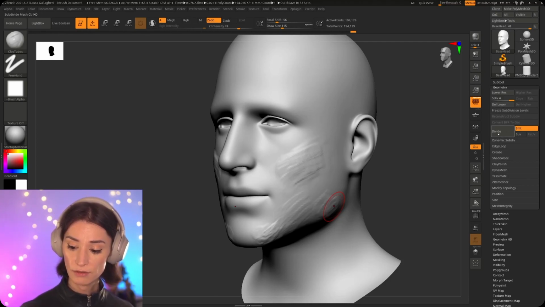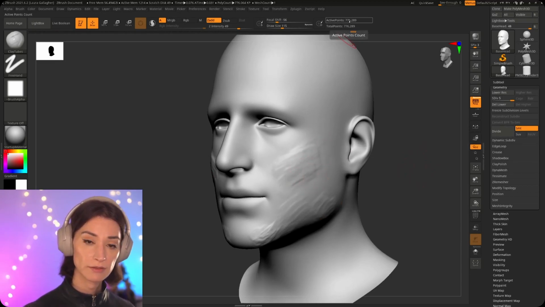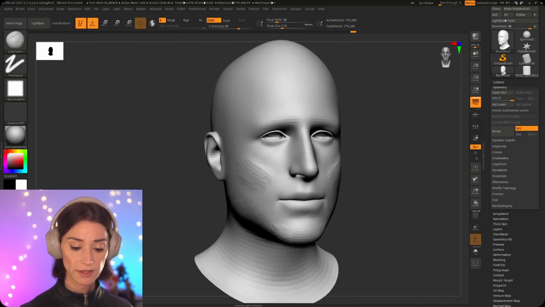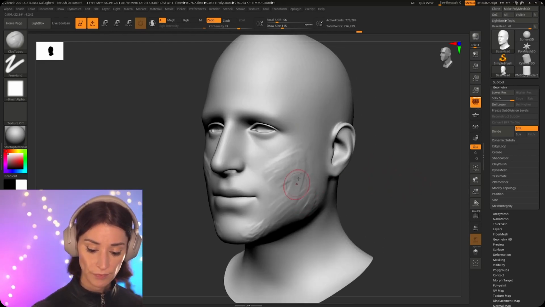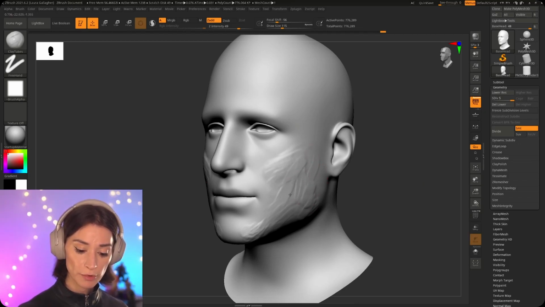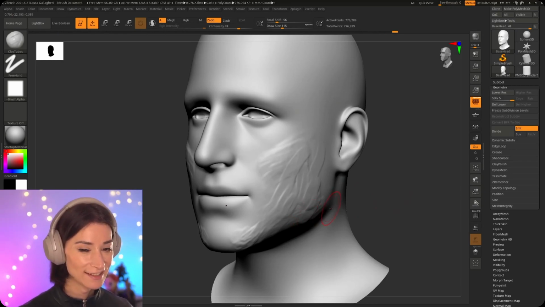So why don't we divide again and see what happens? All right. So now we're at about 700,000 vertices, and I'm getting even sharper details. But to be honest, that's still not very high.